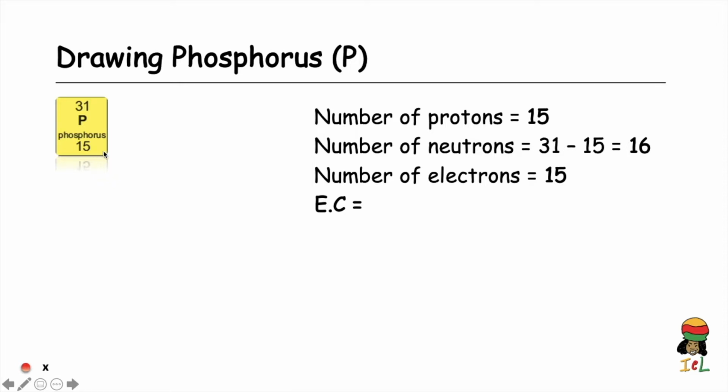The atomic number informs us that the atom of phosphorus has 15 protons. However, we know that in an atom, the number of protons equals the number of electrons, so therefore the phosphorus atom will also have 15 electrons. The number of neutrons is calculated by subtracting the atomic number of 15 from the mass number of 31, which gives 16 neutrons. Once we know the quantity of each subatomic particle, we can draw the atom of phosphorus.